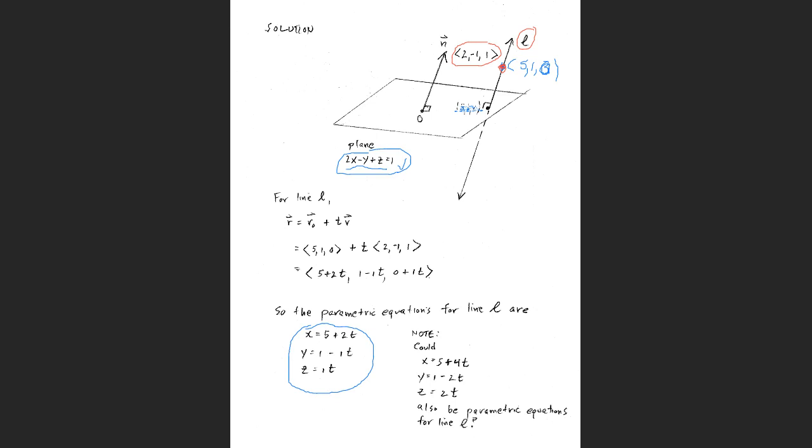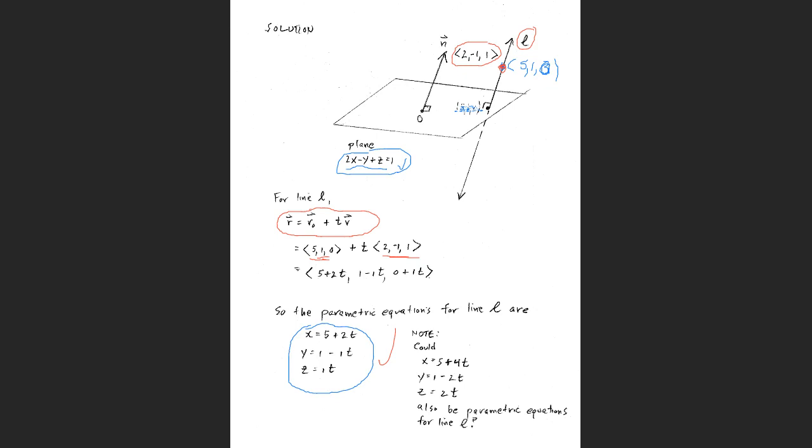So using the vector equation for a line, the vector r equals the vector r sub 0 plus t times v. R sub 0 is a point that the line passes through, and the vector v is the direction the line goes in. Based on that, we were able to determine that the parametric equations for the line are x equals 5 plus 2t, y equals 1 minus t, and z equals t.